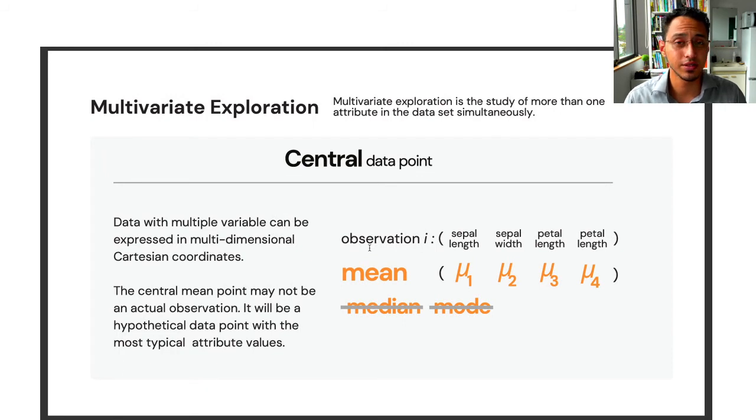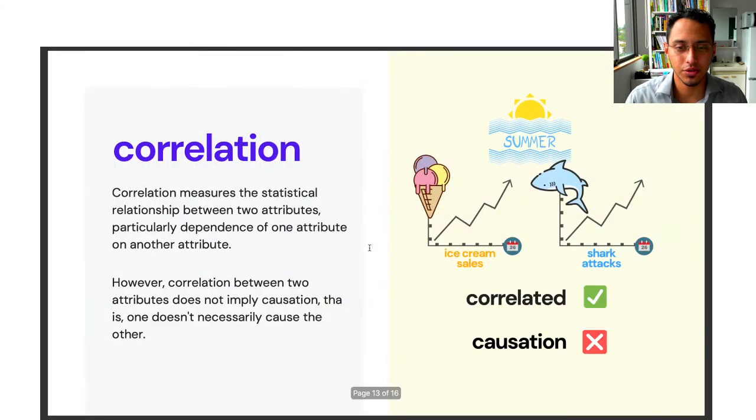And the variance also works similarly, so I will skip that part. And what I want to say now is about correlation in multivariate exploration. So correlation measures the statistical relationship between two attributes, particularly the dependence of one attribute on another attribute.